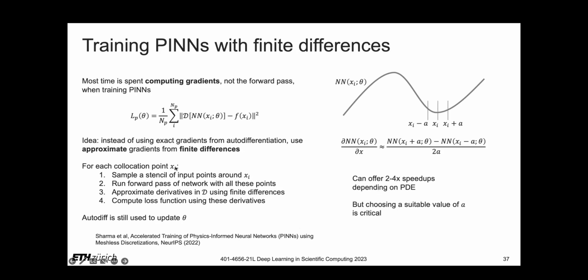Yeah, and in general, what you do is for each of your collocation points, you'll create an FD stencil of input points from that. You'll run all of those forwards, compute a derivative based on the outputs of the network, and then use that inside your loss function. And again, you're still going to use auto differentiation to update the weights of the network with that approximate loss function. But again, choosing the value of a, how close these points are together, is a really important choice.